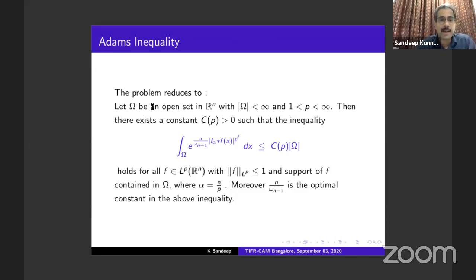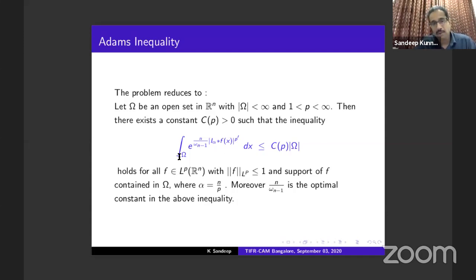What you can prove is that the problem reduces to the following. Let omega be an open set in Rn with the measure of omega finite, and 1 less than p less than infinity. Then there exists a constant Cp greater than 0 such that the integral over omega of e to the power n by omega n minus 1 times modulus of I alpha convolved with f, to the power p dash, dx, is less than or equal to Cp times the measure of omega. This inequality holds for all f in Lp of Rn with Lp norm less than or equal to 1 and support of f contained in omega, where alpha is n by p. And moreover, this constant n by omega n minus 1 appearing here is the optimal constant in the above inequality.